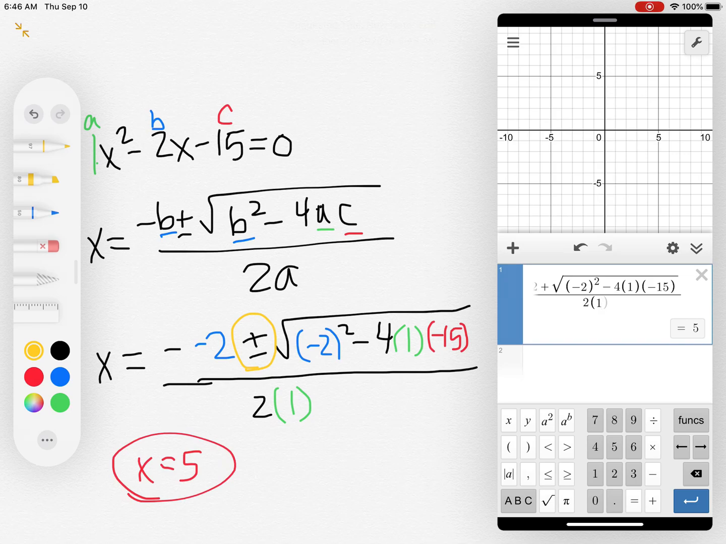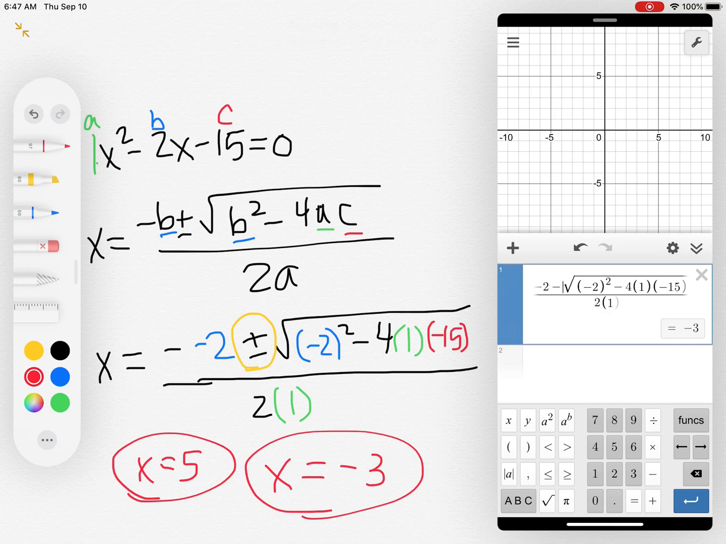So what I'm going to do, instead of typing everything all over again, is I'm going to go back into what I typed in before and change that plus sign into a minus sign, because that's the only thing that changes. That means my other solution is x equals negative 3. Again, you could do a lot of simplification by hand or with a handheld calculator, but using Desmos makes it a whole heck of a lot easier. Let's try a few more.